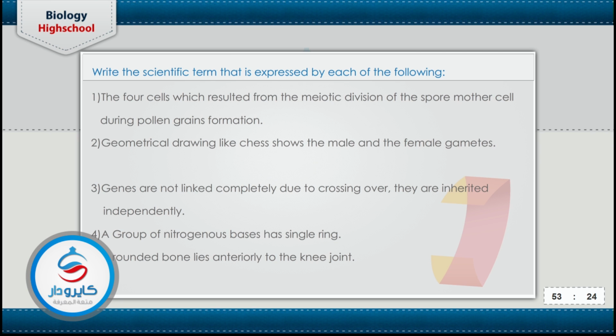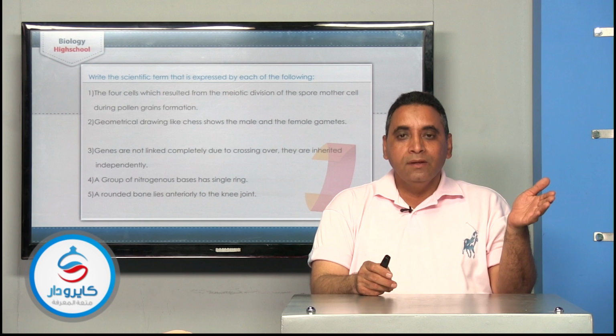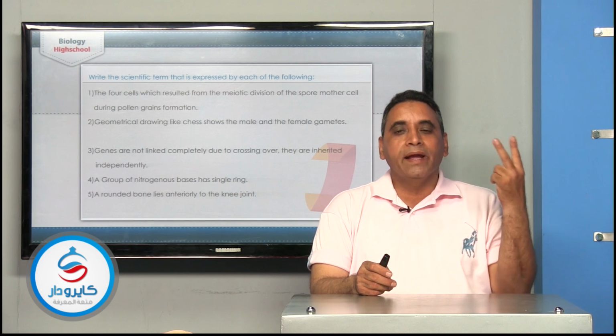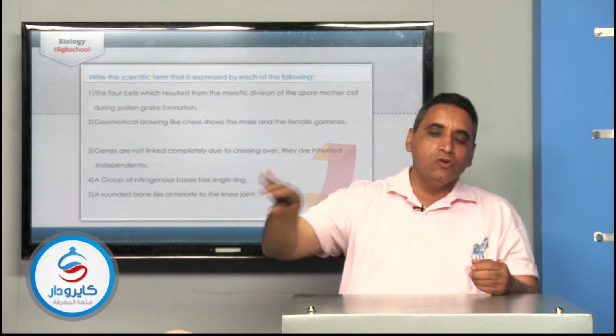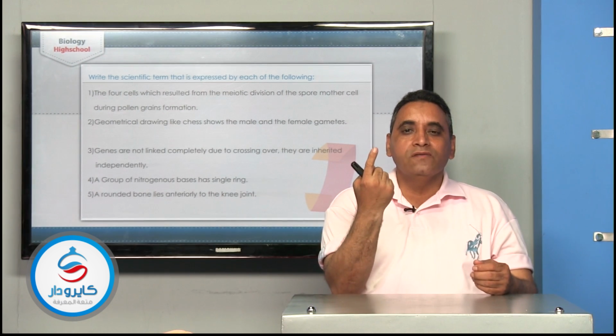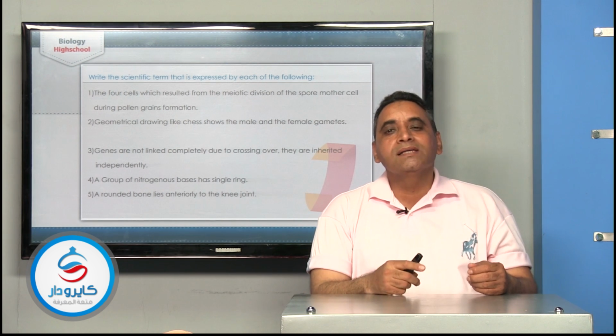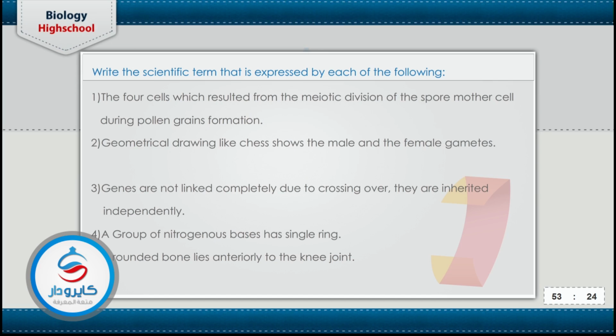The next question, a group of nitrogenous bases has single rings. We understand that the nitrogenous bases are divided into purine bases as A and G, each consisting of 2 rings, but the pyrimidine bases each consist of a single ring as T and C. So the question asks about a single ring, it's the pyrimidine nitrogenous base.